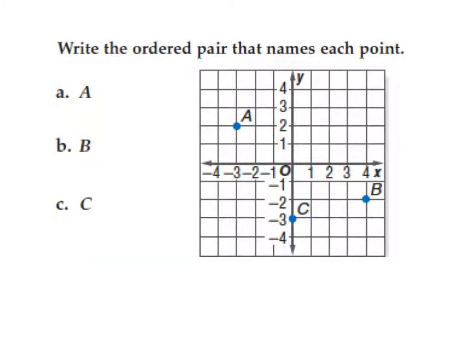On this slide it says write the ordered pair that names each point. A little brief review is that of course all points are written as ordered pairs. That means x is first, y is second.